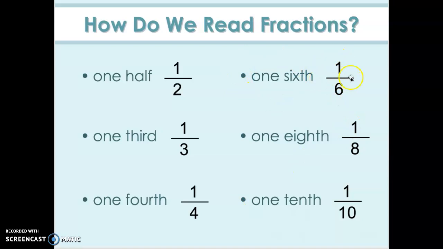1/6: the top number is the numerator, the bottom number is the denominator, which is 6. 1/8: the top number is 1, which is the numerator, the bottom number is 8, which is the denominator. And 1/10: the top number is 1, the bottom number is 10, which is the denominator.